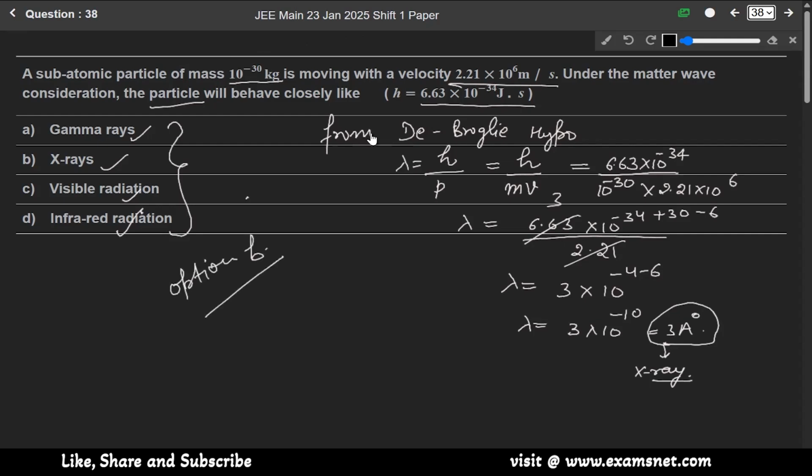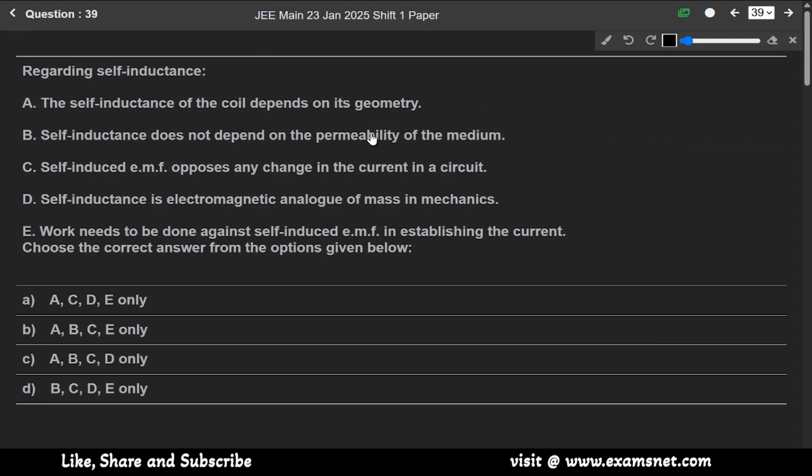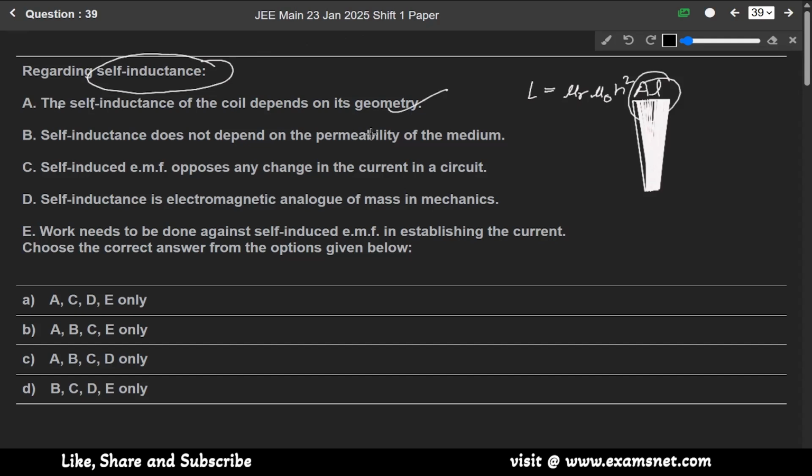Now next question 39, regarding self inductance. The first statement is that the inductance of the coil depends on its geometry. First of all, we will write the formula for self inductance. It is equal to mu r mu naught N squared A l, and yes, it depends on its geometry, so this is correct. Now the second is that self inductance does not depend on the permeability of the medium, but here, as you can see, the permeability is also there, so this statement is wrong.